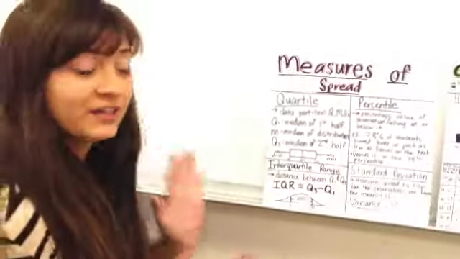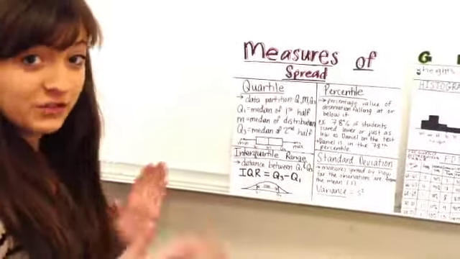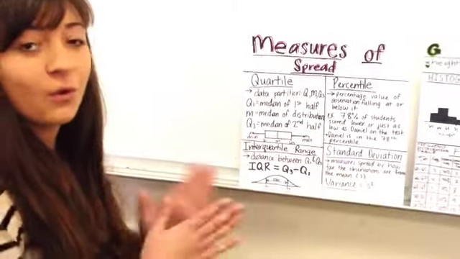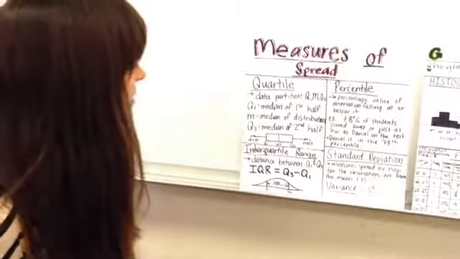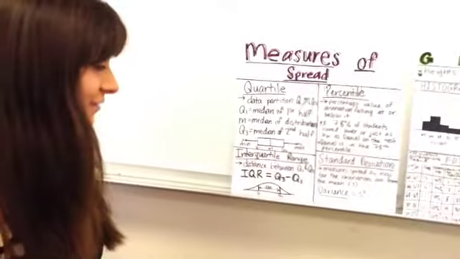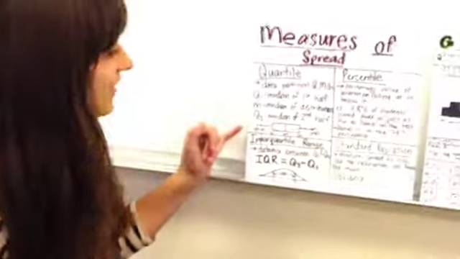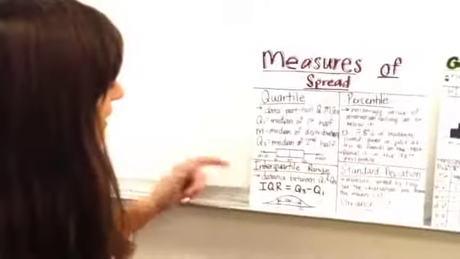There's Q1, M, and Q3. Q1 is the median of the first half of the distribution, M is the median of the whole distribution, and Q3 is the median of the second half. And we'll see it later in a box plot form.